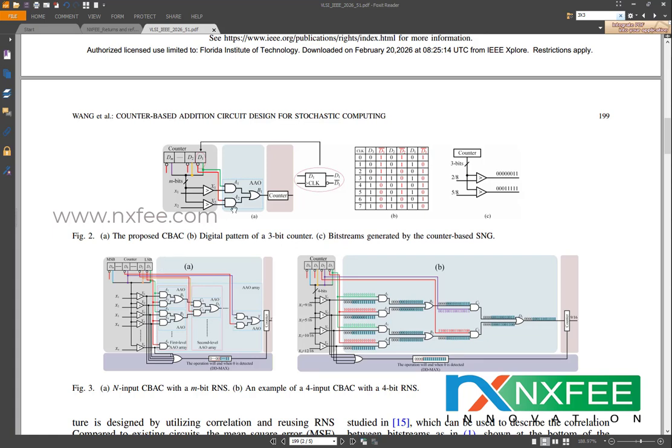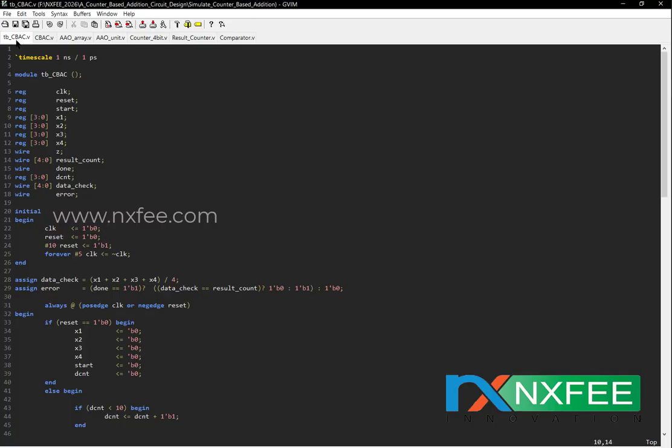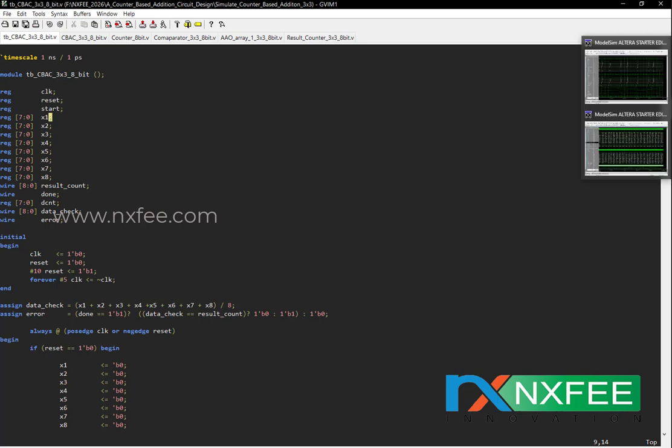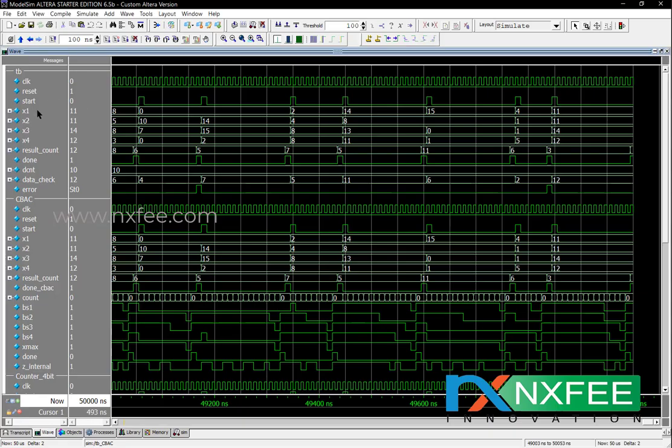Here, the 2 cross 2 and 3 cross 3 architectures are designed in Verilog HDL and synthesized on a Xilinx Virtex FPGA. This is the Verilog HDL code for 2 cross 2, and this is the Verilog HDL code for 3 cross 3. And this is the simulation report, with inputs x1, x2, x3, x4.